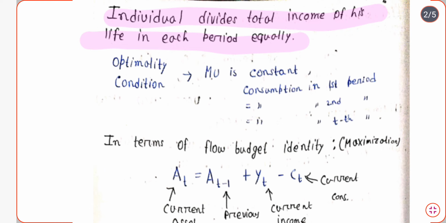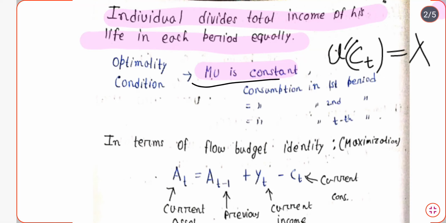then we can say what is the optimality condition we have obtained from the earlier portion or earlier page. The optimality condition that we have obtained is that the marginal utility is constant, that is u dash Ct is equal to lambda. What is u dash Ct? U dash Ct is equal to marginal utility. So we have found in the earlier portion that marginal utility is equal to lambda. So marginal utility is constant. That is the optimality condition that we have obtained. And what was the second optimality condition that we have obtained? That the consumption in each period, from the first period to the second period to the tth period, are equal.